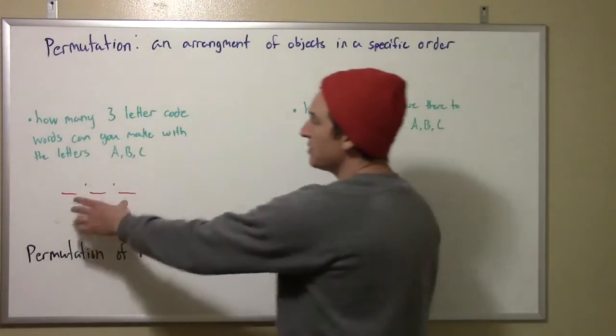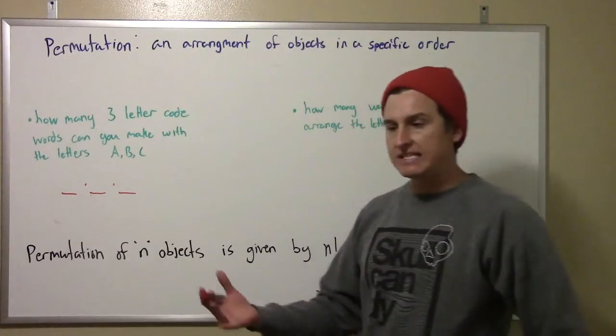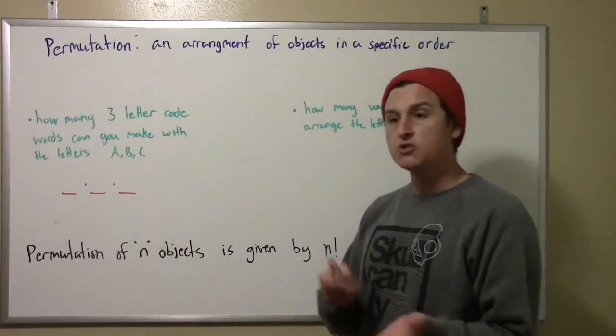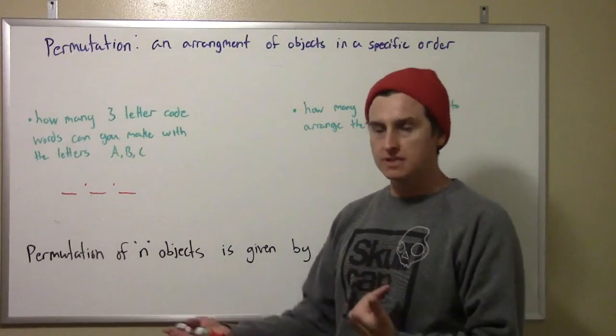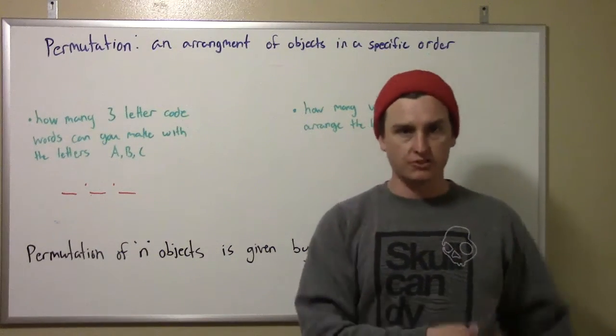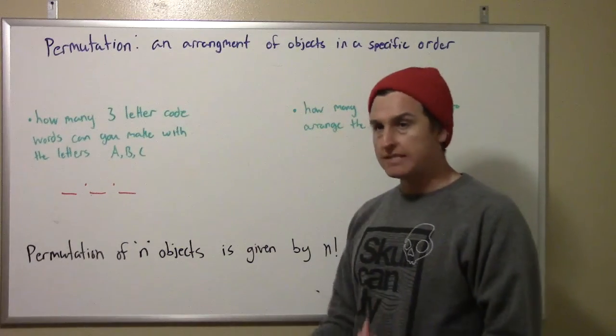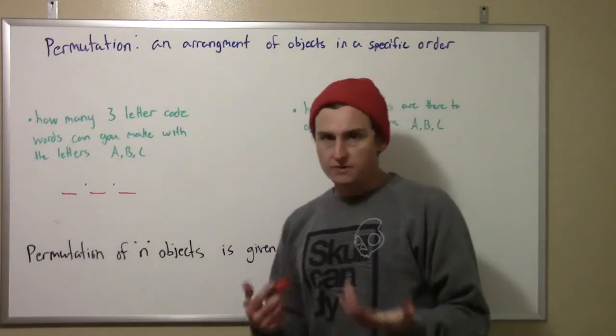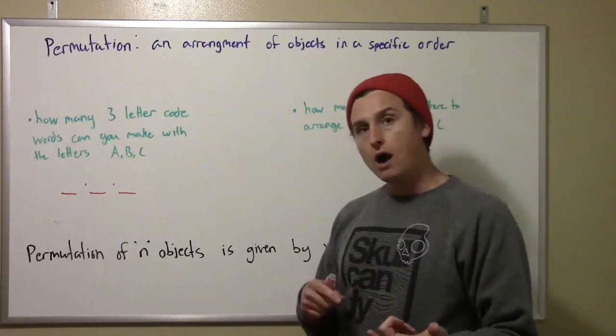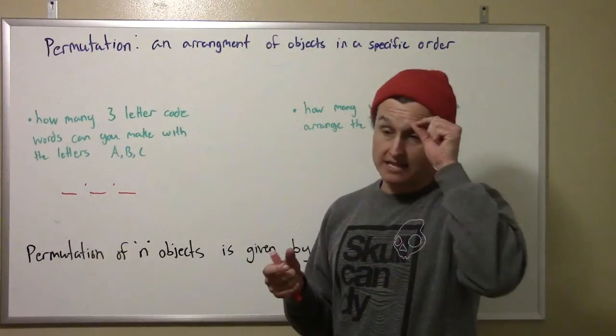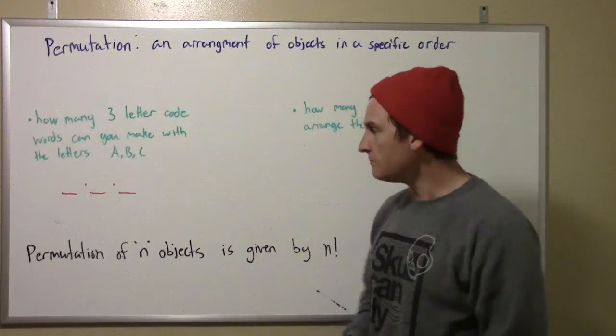So if I'm choosing a three-letter code, then there's three events when I'm making this code. There's three choices that I have to make. I have to choose a first letter, I have to choose a second letter, and I have to choose a third letter. And each of those choices is an event. We have to figure out how many ways there are to choose each of those things, and then we're going to multiply them together. Okay?